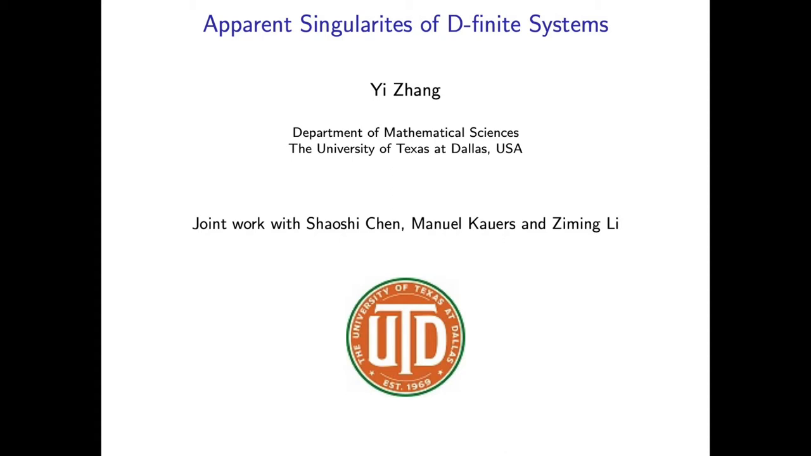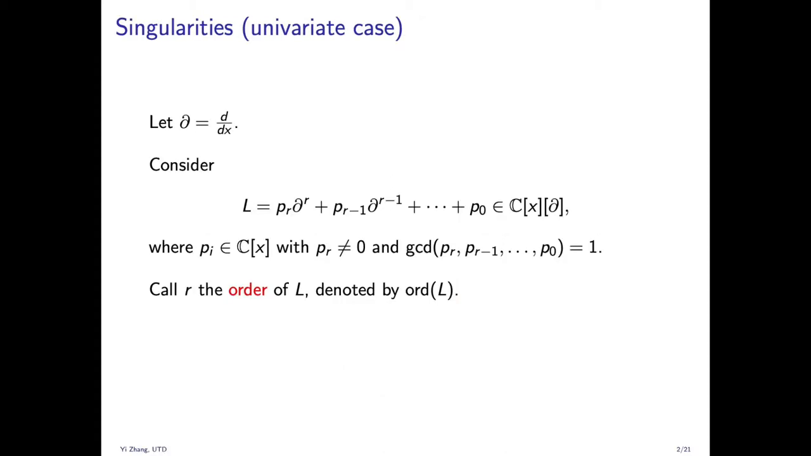So today I will explain my recent work with Shaoshi Chen, Manuel Kauers, and Ziming Li about apparent singularities of D-finite systems. So let's start from the univariate case.